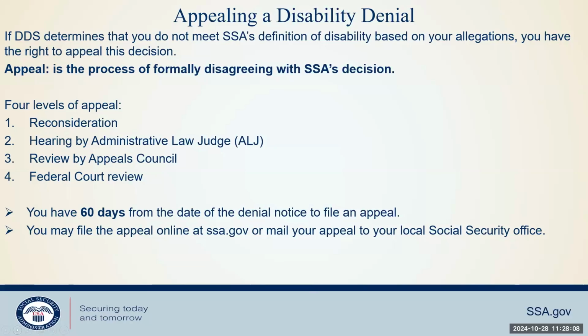You can file your appeal online. Both medical and non-medical appeals can be done online at ssa.gov. You can call us to send you the forms. We can send them electronically. We can mail forms to you to appeal those decisions, and you can send them back to your local Social Security office.